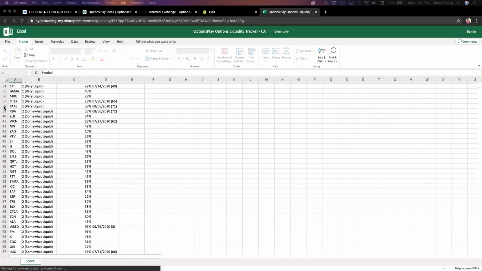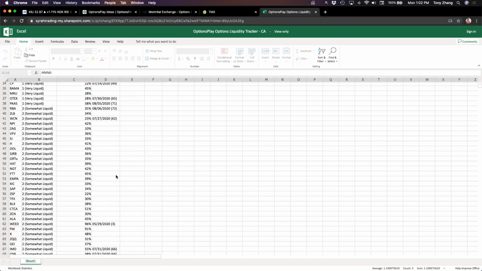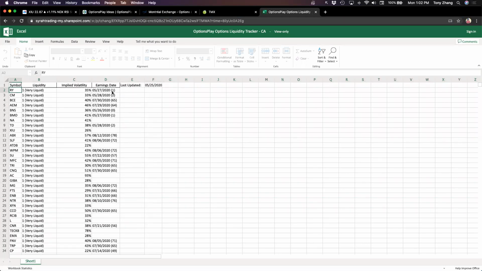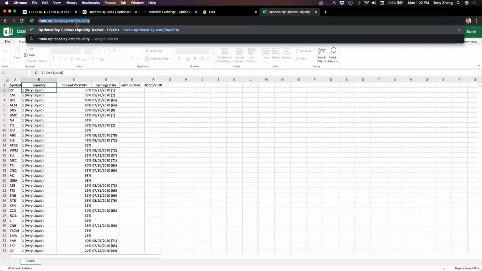As you can see, there are 38 very liquid symbols and 115 somewhat liquid symbols. And we show you the symbol, the earnings date, the implied volatility, as well as the liquidity here. This is available to you by going to trade.optionsplay.com/CA Liquidity.